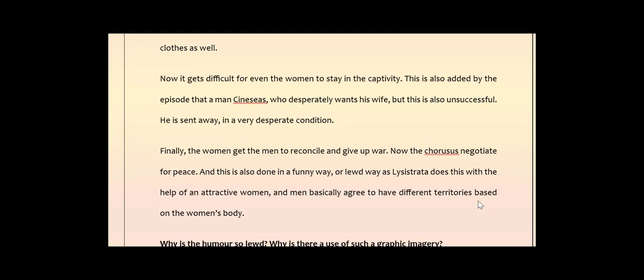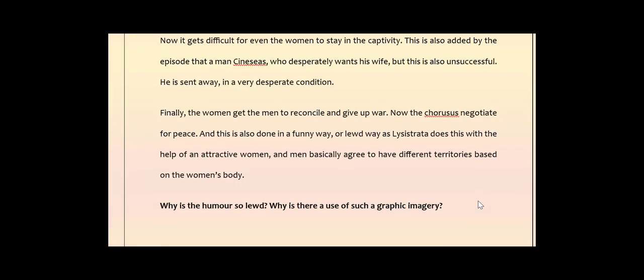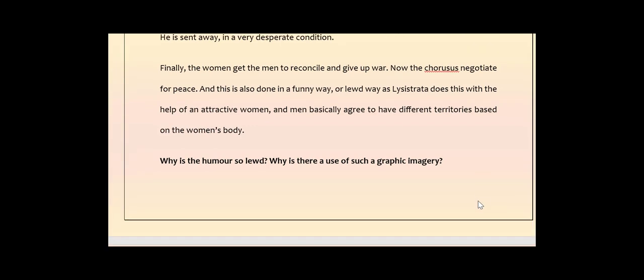Finally, women and men reconcile, they give up war. Now the choruses get together and negotiate, and this is also done in a very lewd and a very comedic fashion, where Lysistrata brings with her a naked woman who's a very attractive woman, and basically the men get distracted, and in that distraction they are very easily driven to have a truce, and the territory is divided between Athens and Sparta, and they come to a proper reconciliation. And mind you, in the play itself, Lysistrata does talk about failed attempts, historically failed attempts at reconciliation between Athens and Sparta. Okay, so it's not something which is completely hypothetical. The political situation that the play is based on is very, very real.